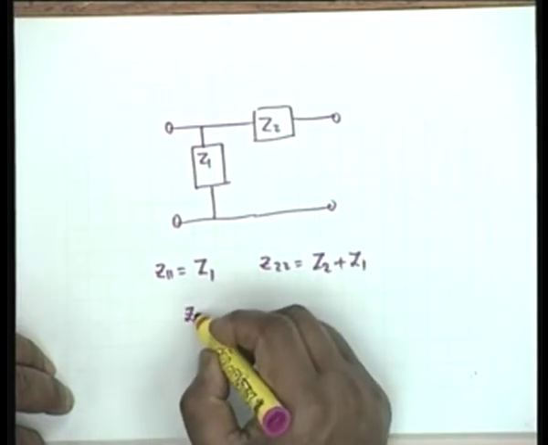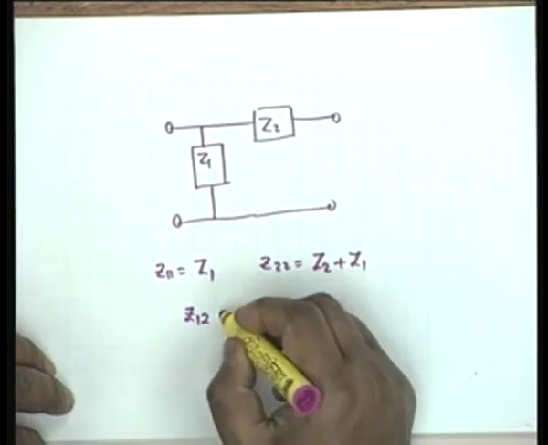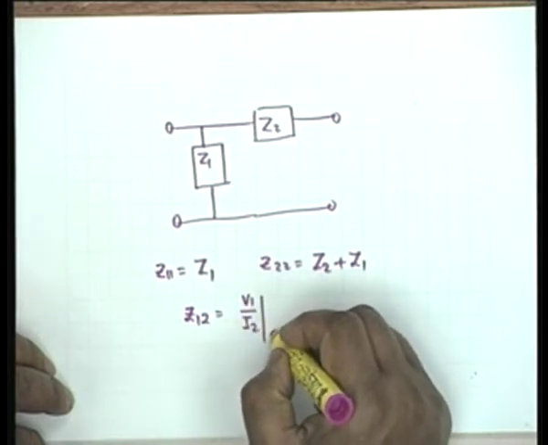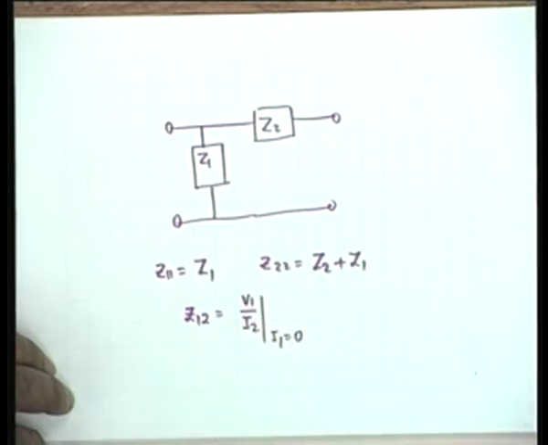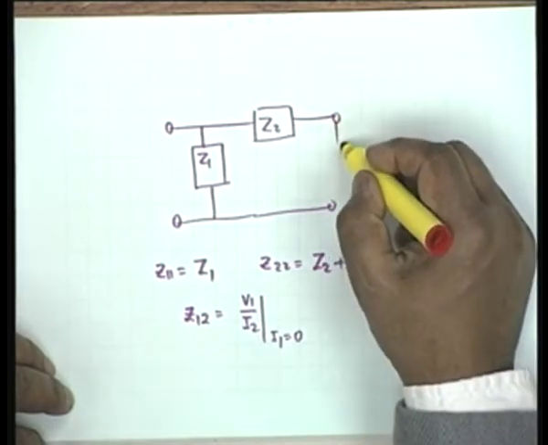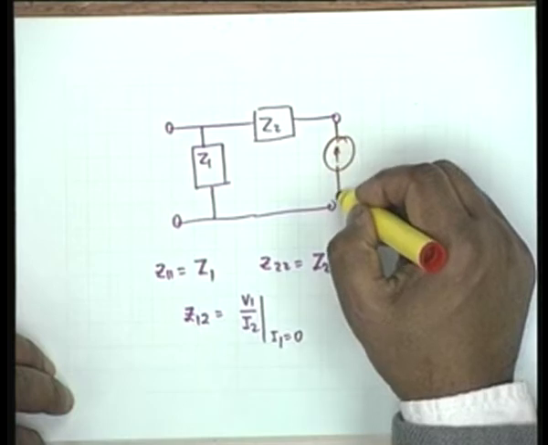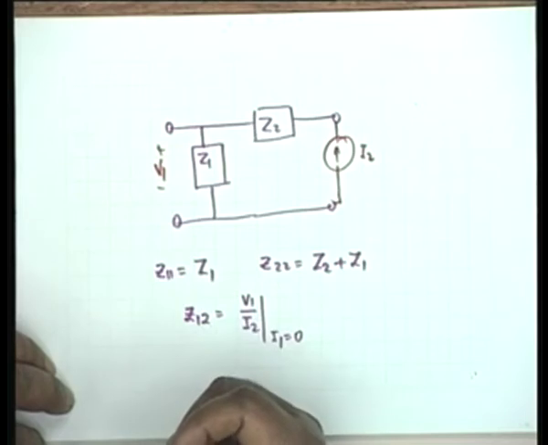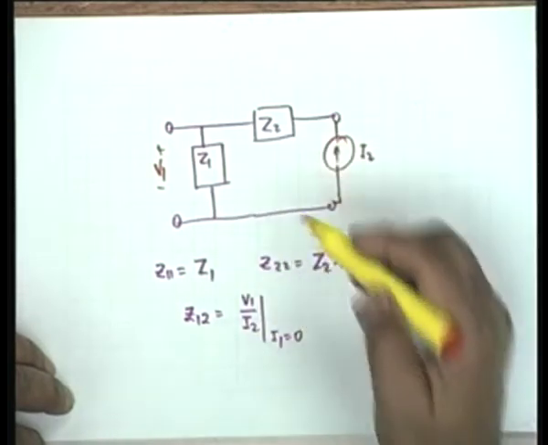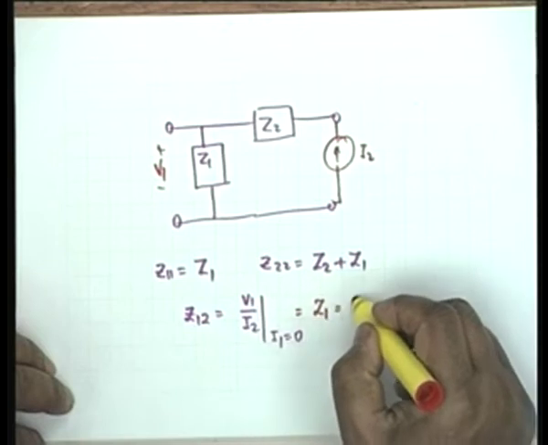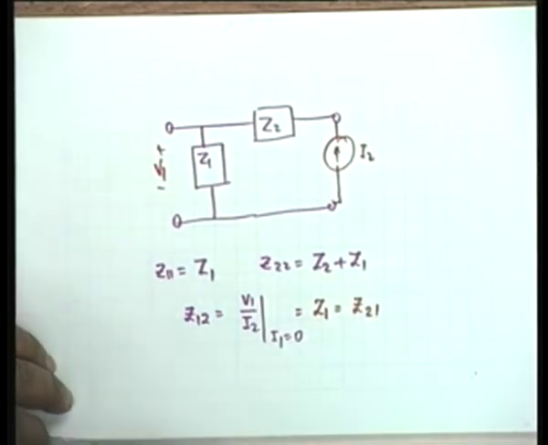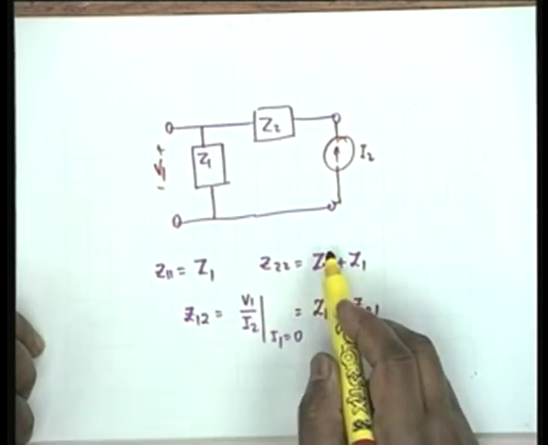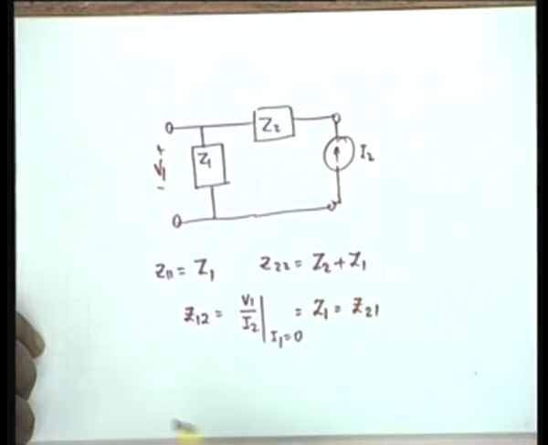Now to find out z12, for example, z12 by definition is v1 by I2 with I1 equal to 0. So let us connect a current source I2 and measure the voltage V1 here. Obviously this will be I2 Z1 and therefore this is equal to Z1 and this must be equal to Z21 also. Alright. So our matrix shall be Z1, Z1, Z1, Z2 plus Z1.